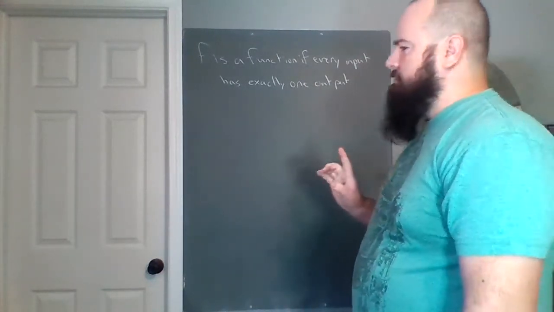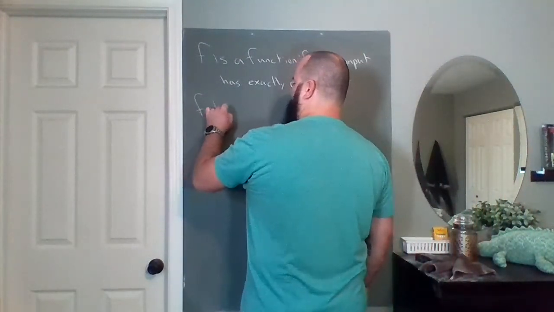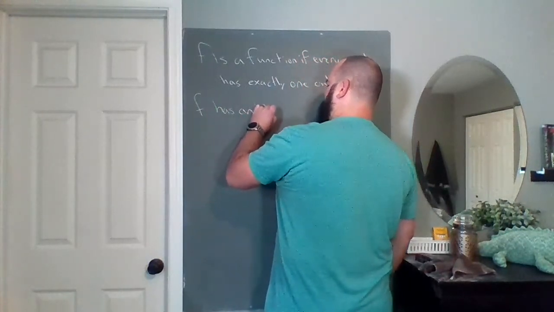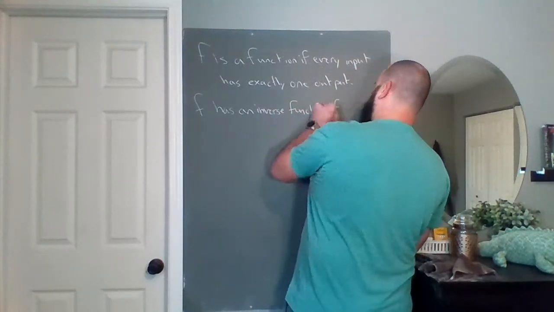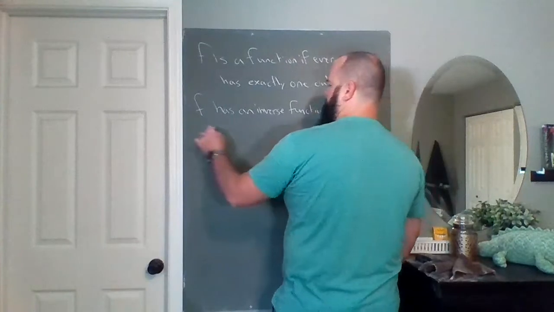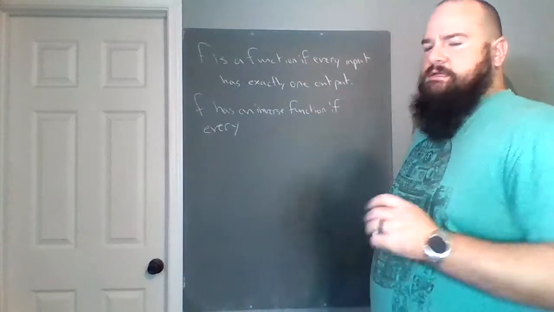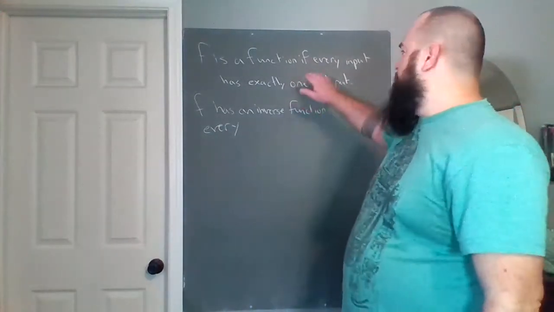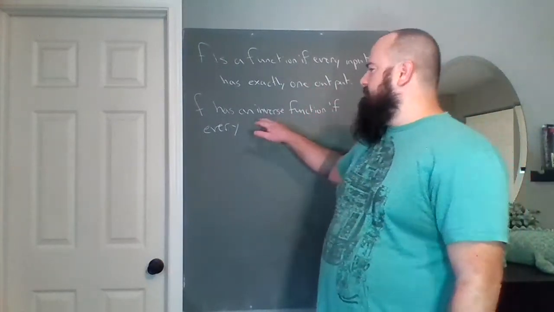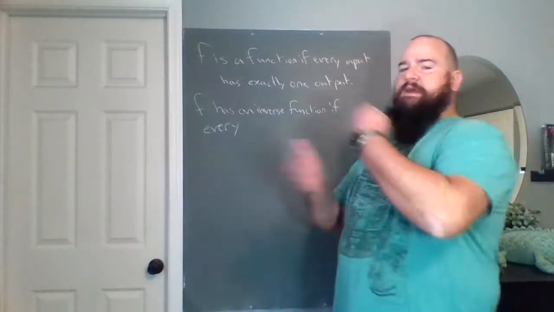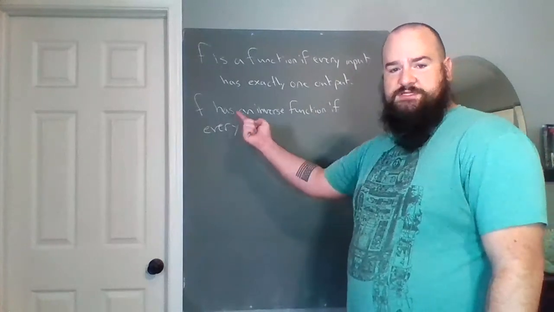Now, I'm going to do something here. f has an inverse function if every what? Now, f was a function if every input has exactly one output. So now, let's think about this. We're talking about the inverse, right? Remember, the inverse goes backwards. So what are the inputs of the inverse function in relation to f?